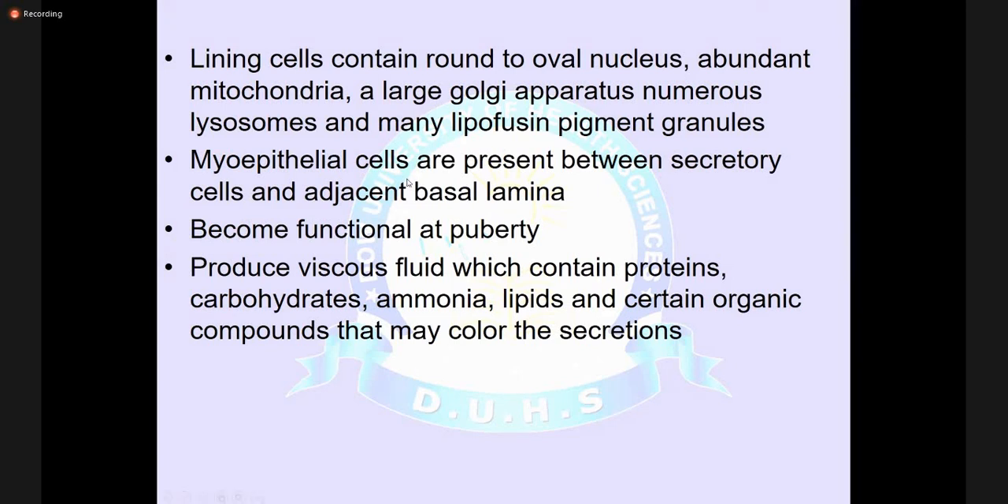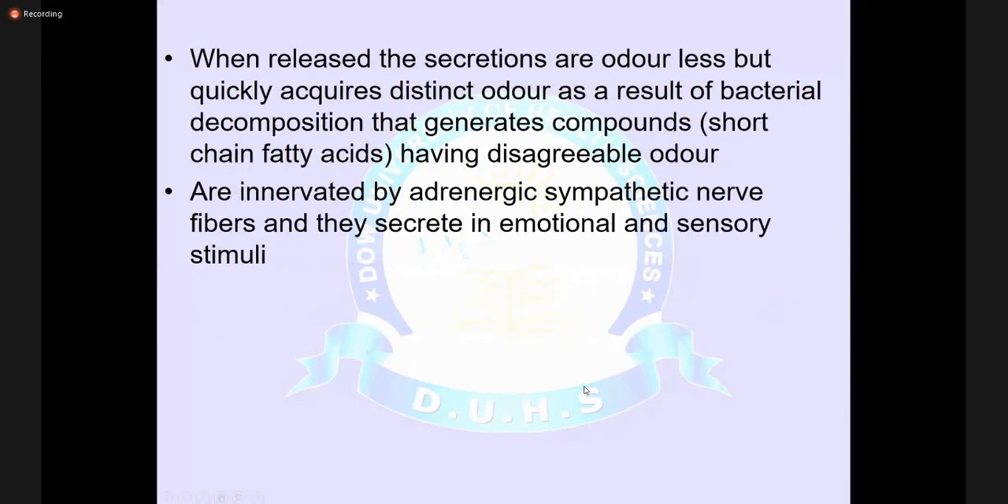Myoepithelial cells are found, which are responsible for the secretion. They produce a viscous fluid that contains protein, carbohydrate, ammonia, lipid, and certain organic compounds. When they release the secretion, it is odorless, but quickly it is invaded by bacteria, and that causes a decomposition that generates compounds having a disagreeable odor, consisting of short chain fatty acids. It is controlled by the sympathetic nervous system, and this leads to emotional and sensory stimuli.